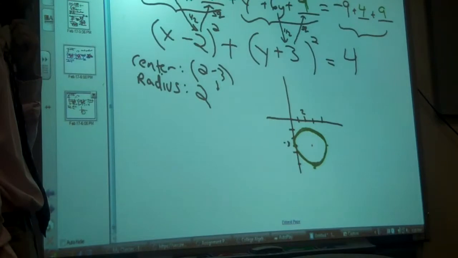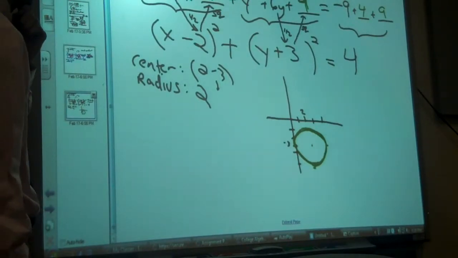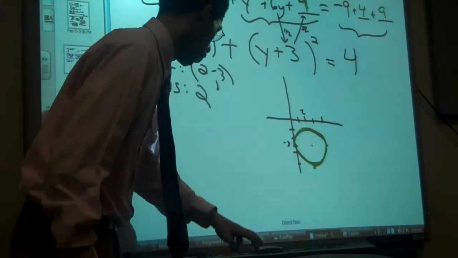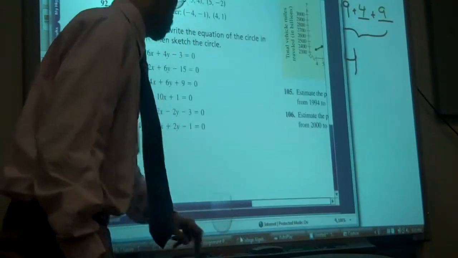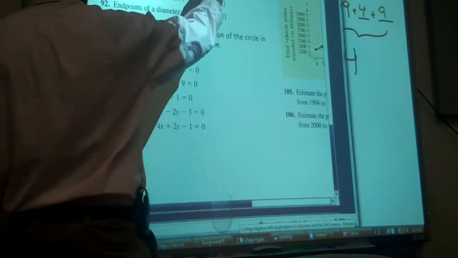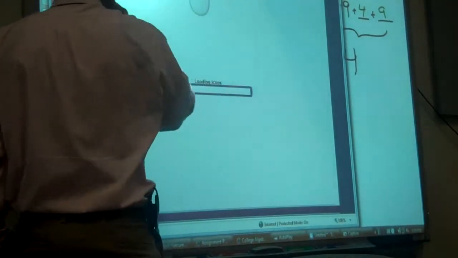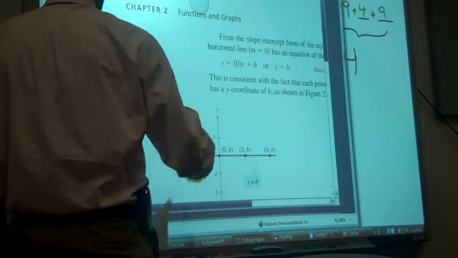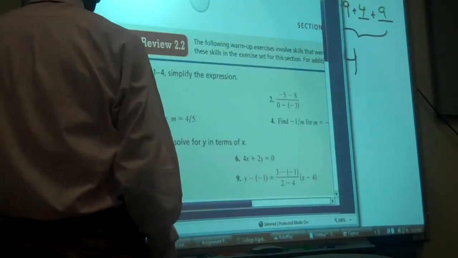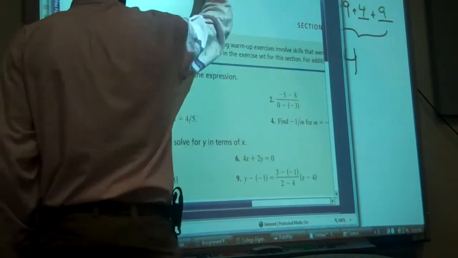And so now we can move on to a quick couple questions from what we did last time, lines, and then we'll move on to the next section after that.